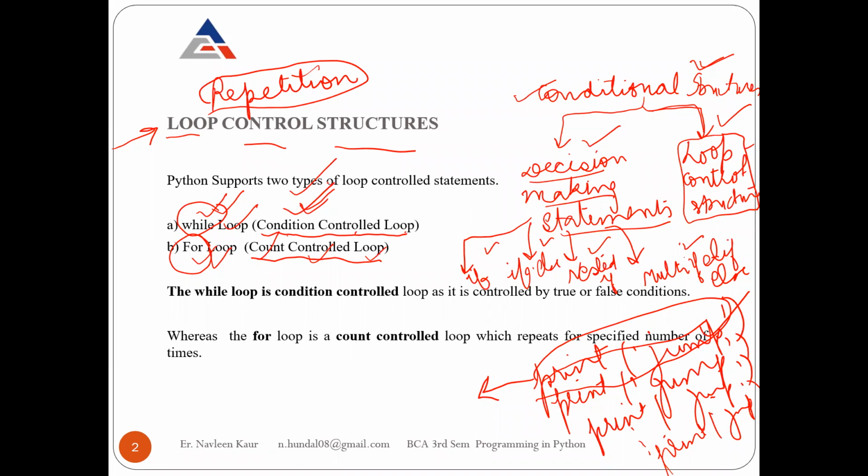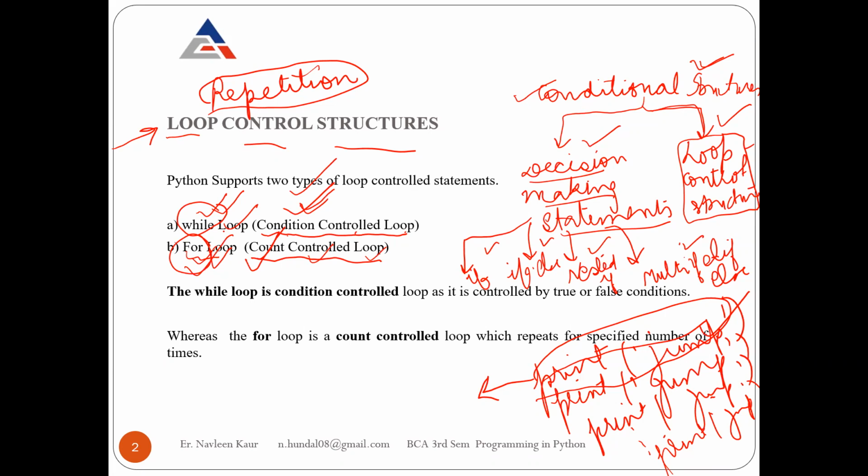On the opposite side, your for loop is actually count controlled. So whenever in any code it is mentioned that run this 10 times, 15 times, 20 times, whenever there is a count mentioned, print 10 times, print anything 20 times, it means you have to use the for loop. It is a count controlled loop.